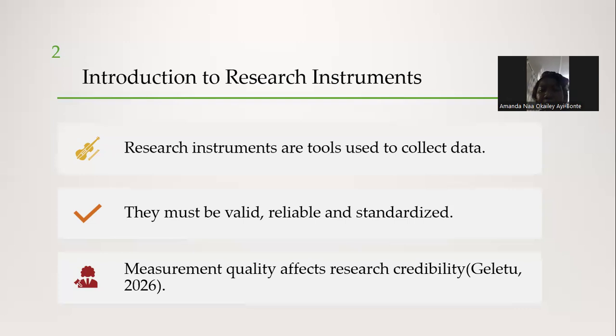Then measurement quality affects research credibility. That is by Gillette 2026. It means that your quality of measurement, how well you collect your data, affects the research credibility. If I collect my data haphazardly, then it will clearly show in my research. If I collect it well, it will also reflect in my research as well.